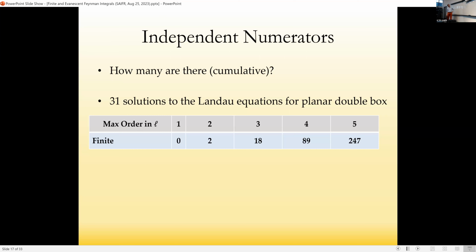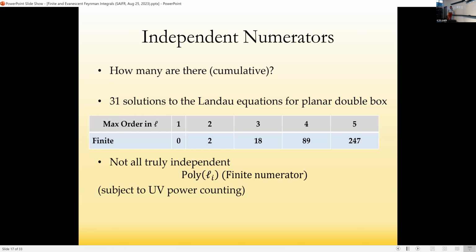But it's very clear these are not all truly independent, because suppose you had some finite numerator and then you multiply it by some arbitrary polynomial in the loop momentum. As long as you're satisfying the overall UV power counting, then you're again going to get a finite integral. So some of these are clearly going to be trivially related to others.